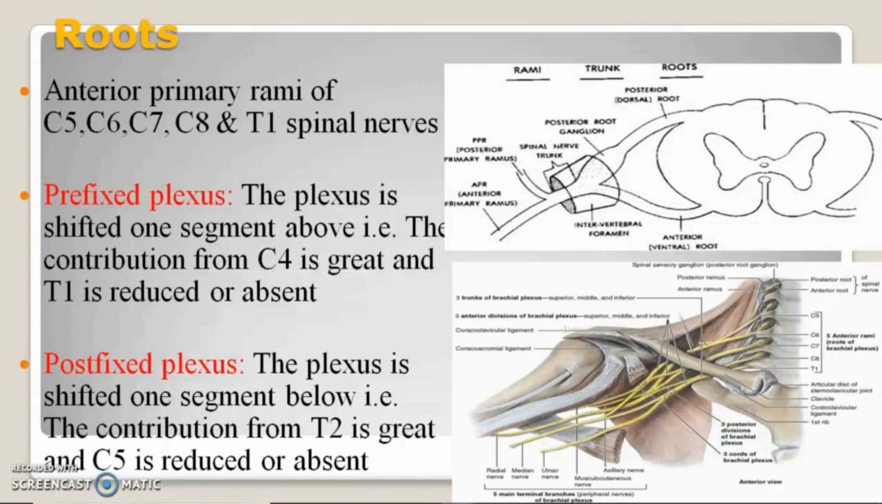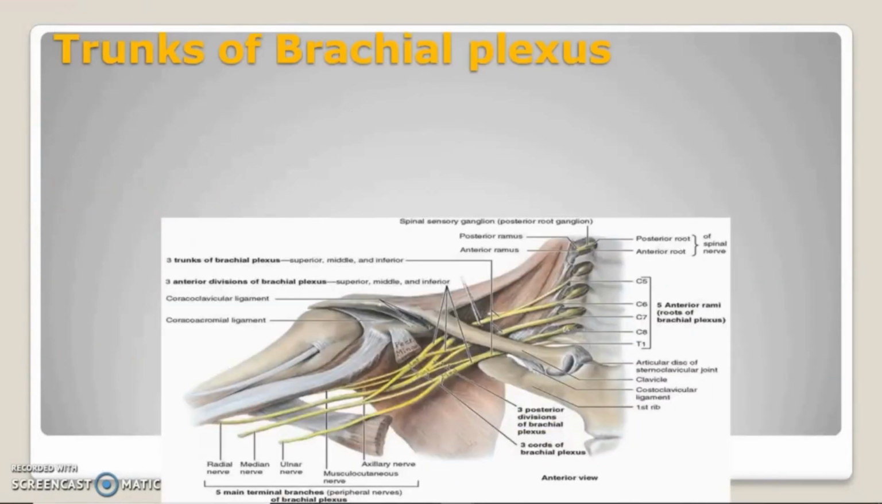So I think roots is clear for you. For roots you have to remember we have 5 roots arising, from C5 to T1, and all these are ventral rami of spinal nerves. So now we will move on to our next part, that is trunk. We have 5 roots, right? These 5 roots again are going to form trunks.